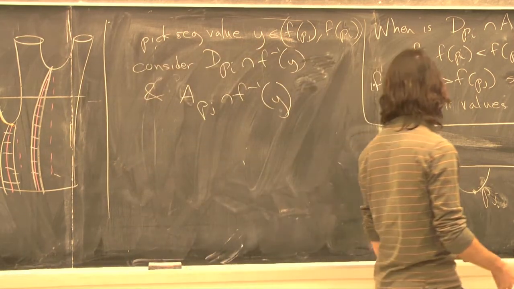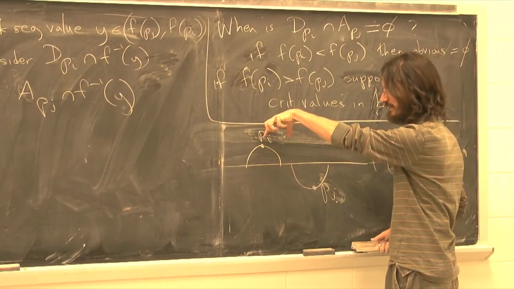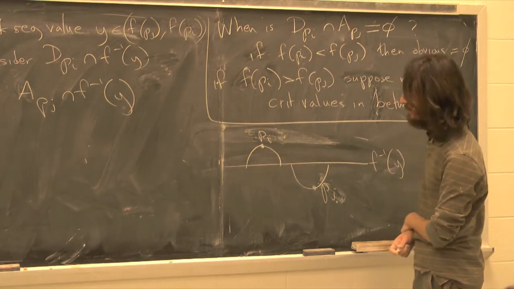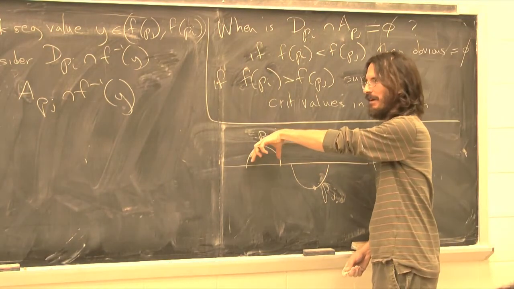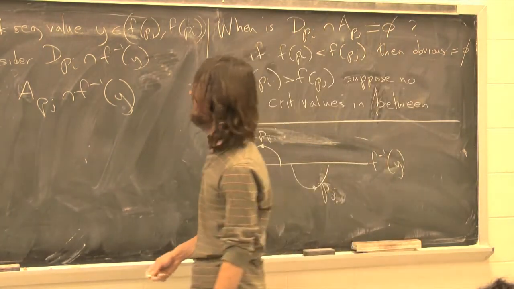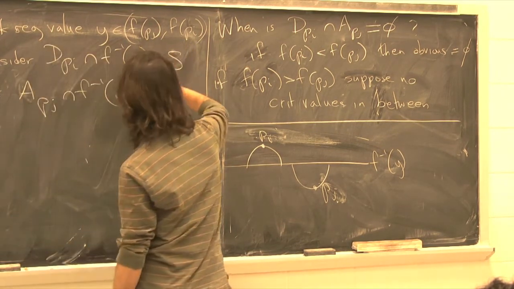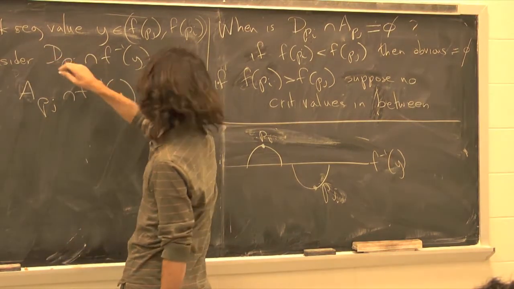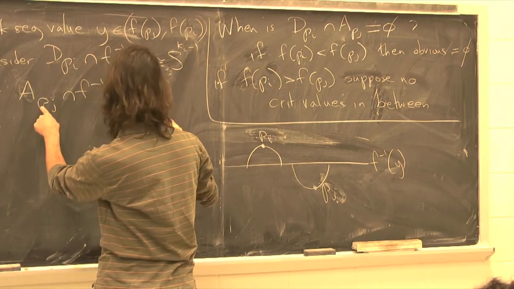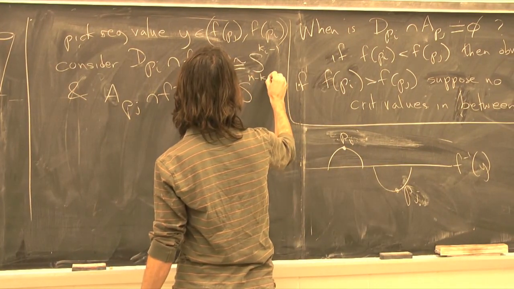Knowing that I don't have any other critical values means that this descending manifold has not already crashed into some other critical point. So this descending manifold is just a disk, a ball of some dimension, and this is a ball of complementary dimension. This is diffeomorphic to a sphere of dimension equal to the index minus 1, so ki minus 1, and this is diffeomorphic to the boundary of the ball, a sphere of dimension n minus kj minus 1.